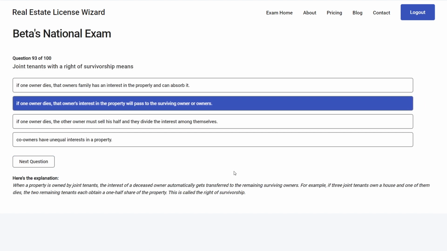So when a property is owned by joint tenants, the interest of the deceased owner automatically gets transferred to the remaining survivors. For example, if there were 3 tenants that own a house and one of them dies, the 2 remaining would each obtain a 1/2 share of the property. That is called the right of survivorship.